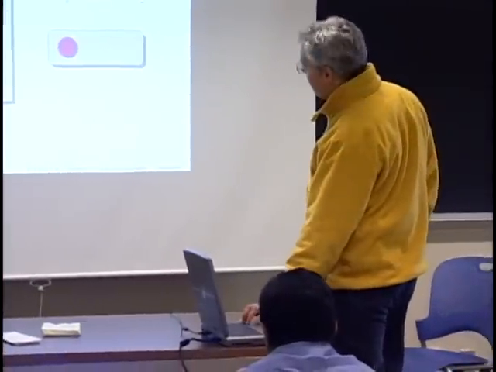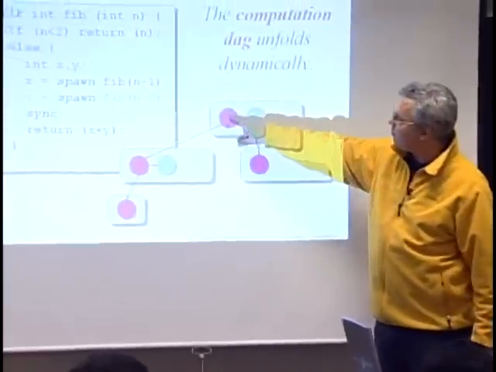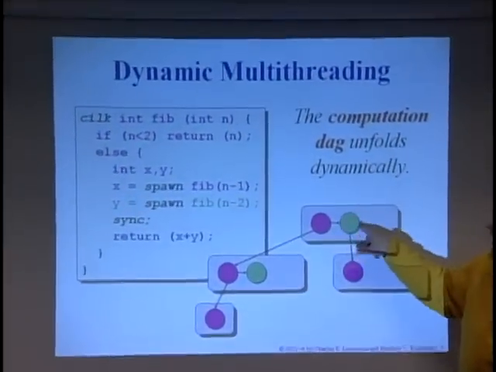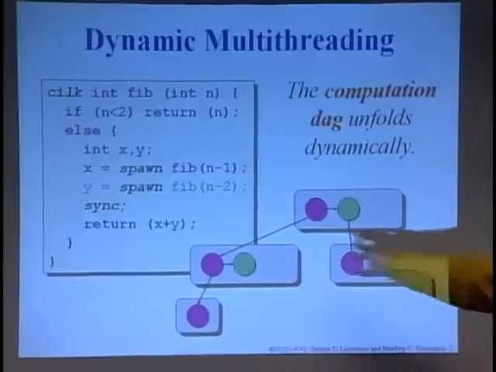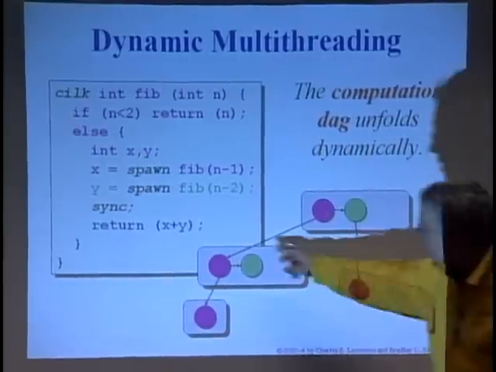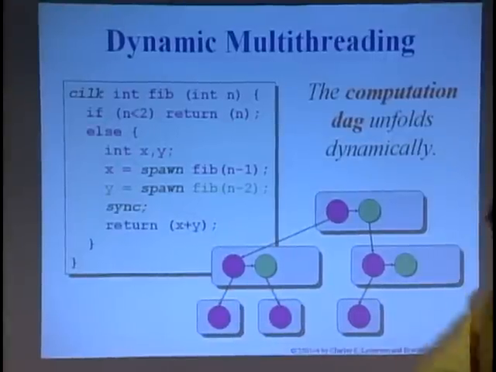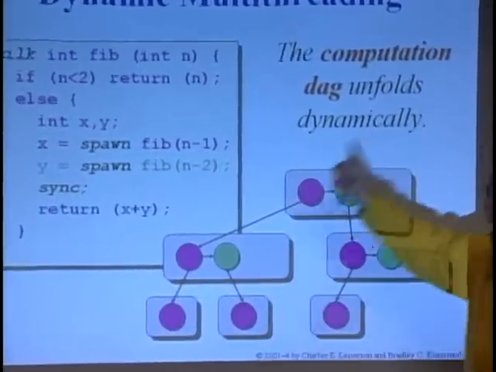So I've got this drawing that shows this function running. First the purple code runs, and it gets to the spawn. It spawns off this guy, but now the second piece of code can start running. So he does a spawn, and these two are running in parallel. Meanwhile, this guy started that off, and this is a base case, so he's not going to do anything, because I'm doing fib of 4.